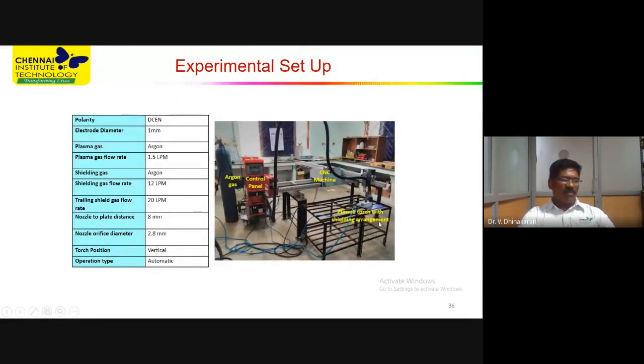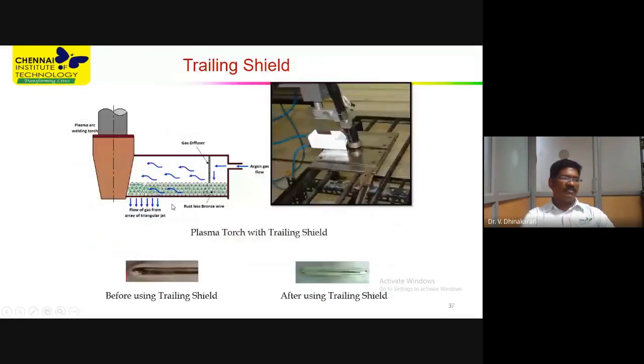So the experimental setup available at the National Institute of Technology, Tiruchirappalli, has been utilized to conduct my experiments. And these are the welding parameters which have been used to conduct the physical trials.